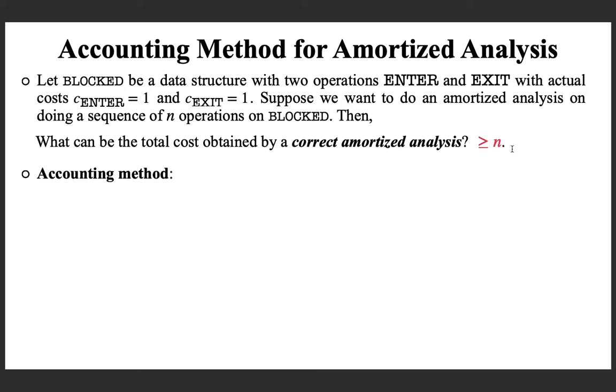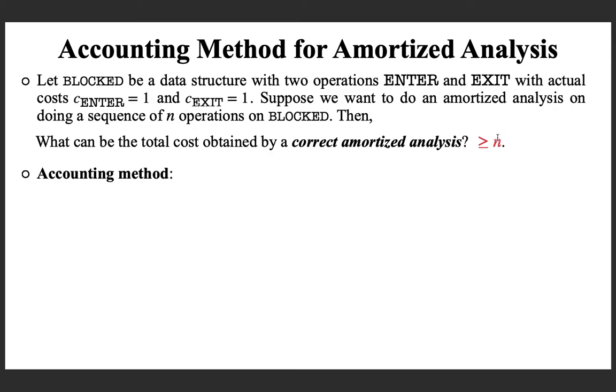Now let us see what the accounting method is. So this is the requirement. If n is the actual total cost, the method should obtain a value which is greater than or equal to the total cost in the actual case. If you are getting a precise method, you will get exactly n, but it is okay if you are getting a value which is greater than or equal to n. This is the correctness condition.